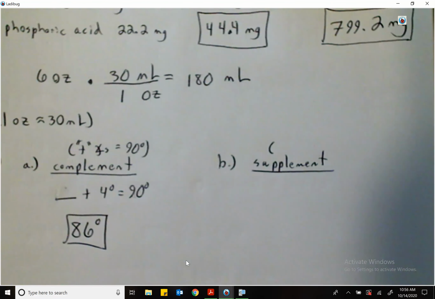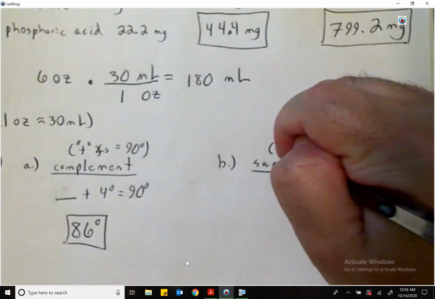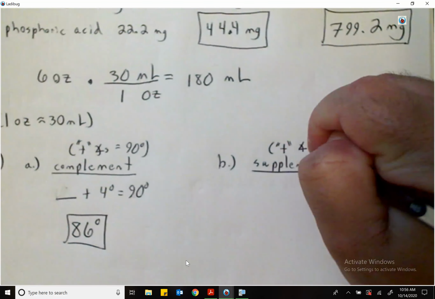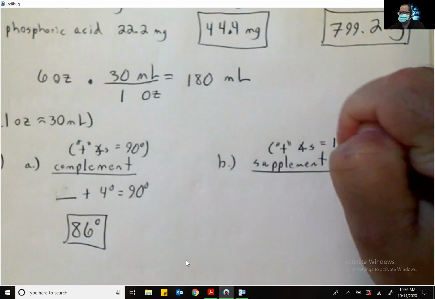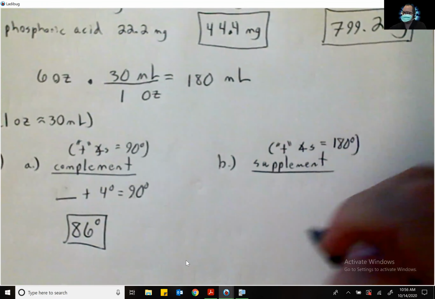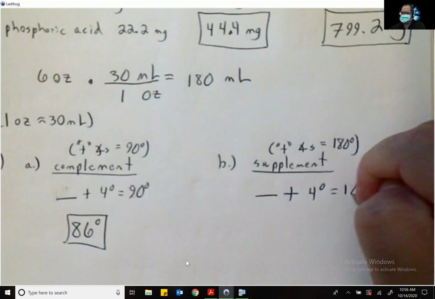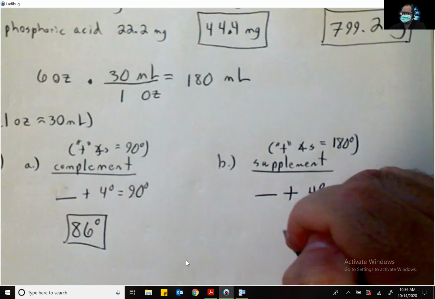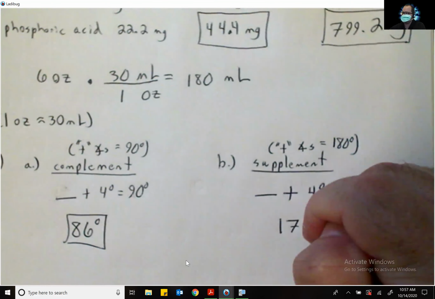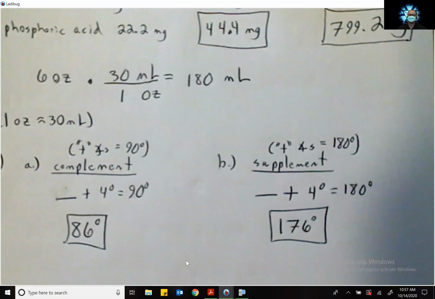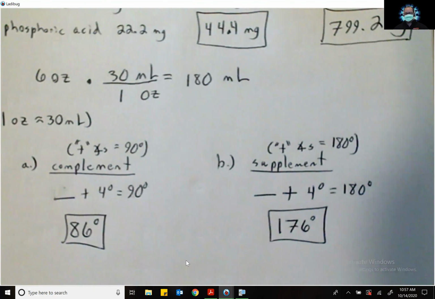What is the supplement? 176. And how did you get that? What is 180 minus 4? There you go. So supplement is all about two angles that add up to 180 degrees. So what plus 4 degrees equals 180 degrees, and you gave me 176 degrees. That is the supplement angle. Perfect. That's all they want in number 10.